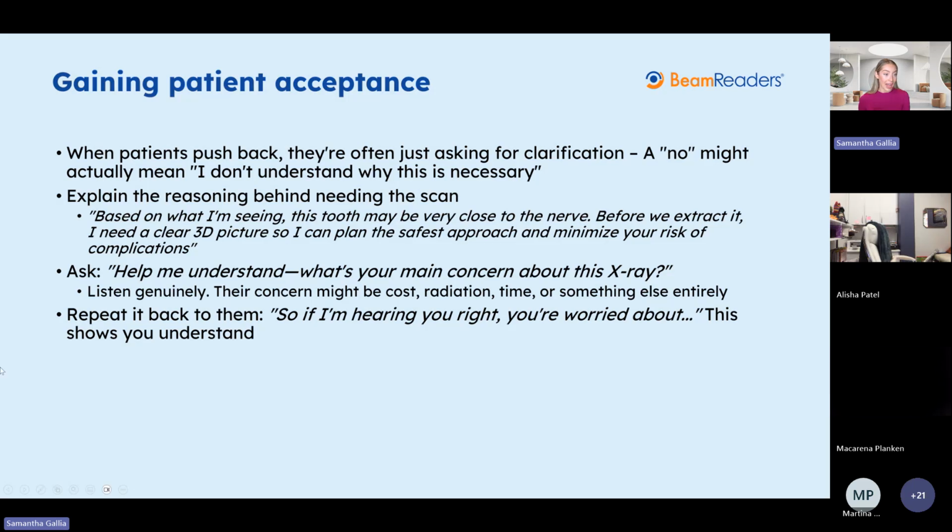So I encourage you to ask, "What is your main concern about this x-ray?" and listen to them genuinely. I would say that the two main concerns we see are cost and radiation, so those are two that we'll go back through. But I think using the technique of paraphrasing their response back to them often makes patients feel understood, and it also allows you to specifically address their concern.